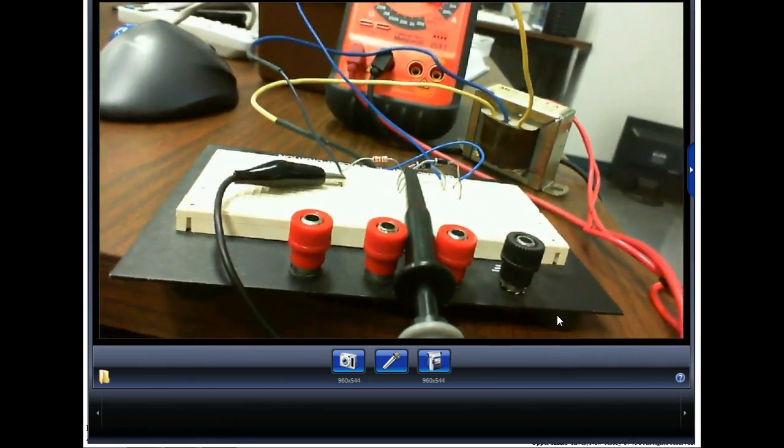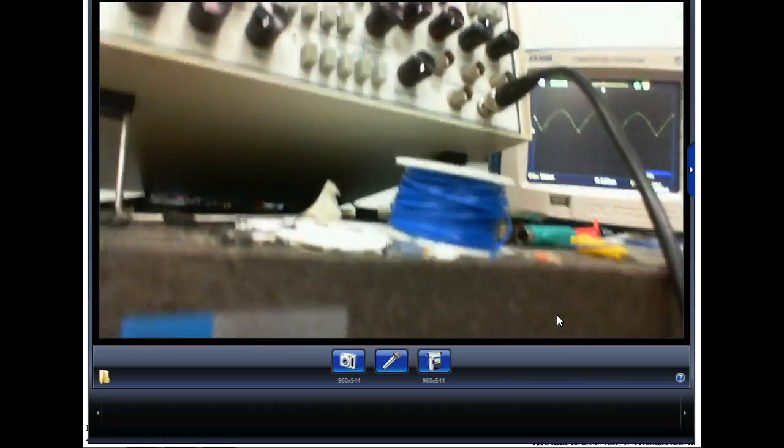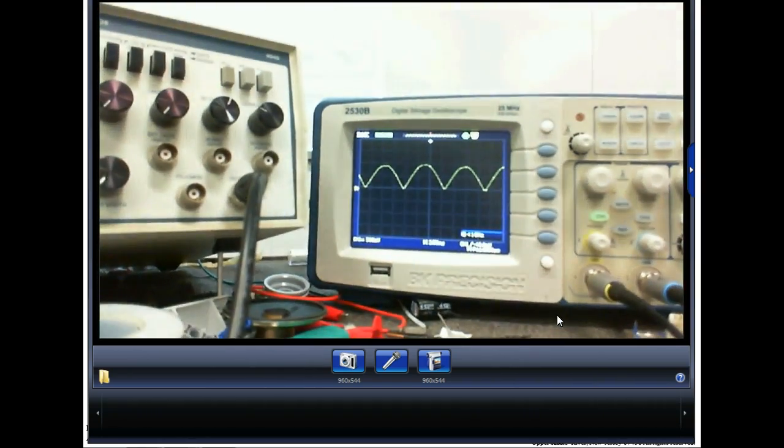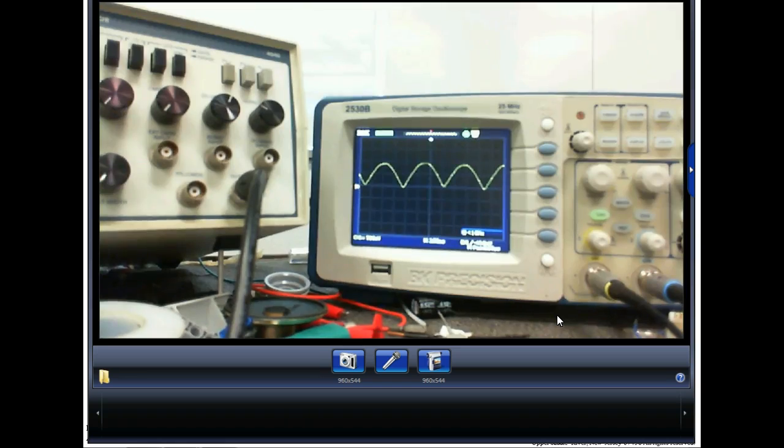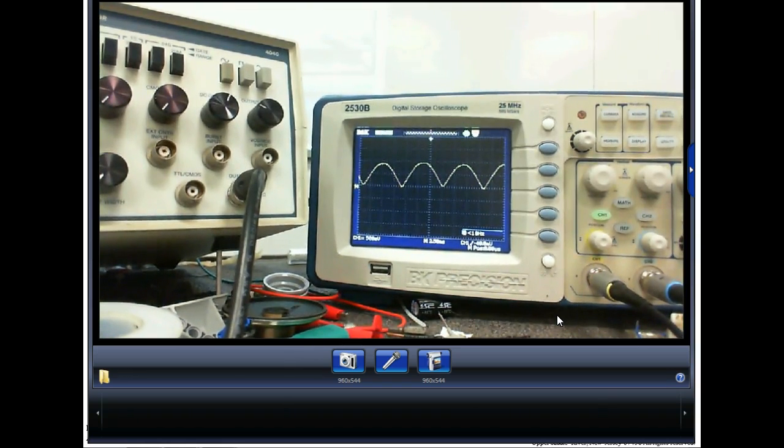So here's the way I got it. I got it across my load, and there's our waveform. A while ago, we don't have that flat spot anymore, do we? We get both alternations, positive DC. But it's still pulsating DC.